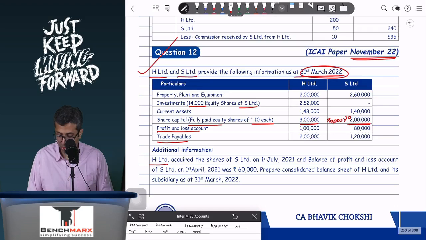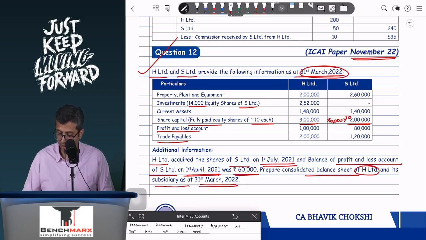Now, H acquired shares in S on 1st July 2021. The balance of profit and loss of S on 1st April 2021 was 60,000 and prepare the consolidated balance sheet of H and its subsidiary as on 31st March 2022. So if I go to see over here, what is your date of acquisition? 1st July 21. And what is the date of consolidation?